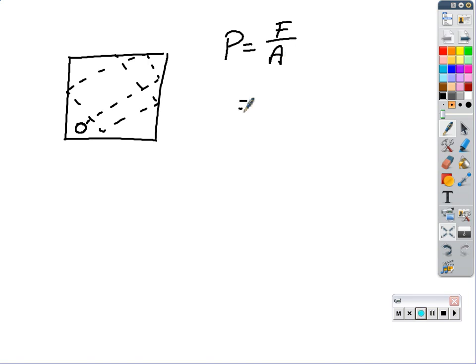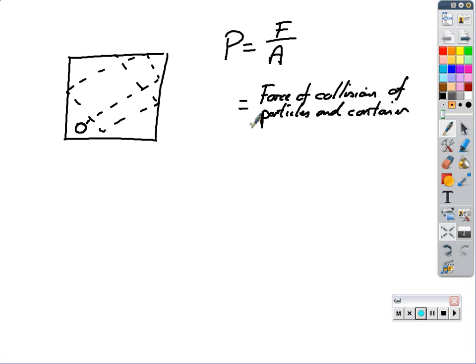So instead of writing force over area, we could write down force of collisions of particles and container. So it's the force of these particles as they hit the container. More impacts means more force. This A is the surface area of the inside of the container.